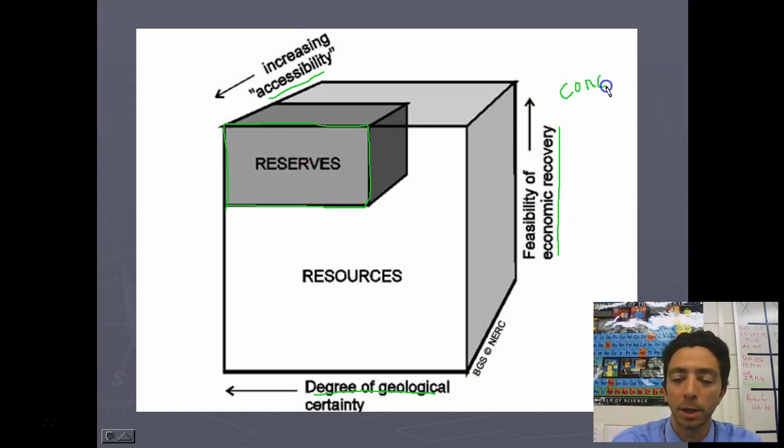So that would come into the concentration. How concentrated are they? For example, gold can be found in seawater, but the concentration is so low that it's not economically viable to do. So if we're talking about gold resources here, the gold in the ocean water would fall somewhere out here in the resources box, not within the reserves.